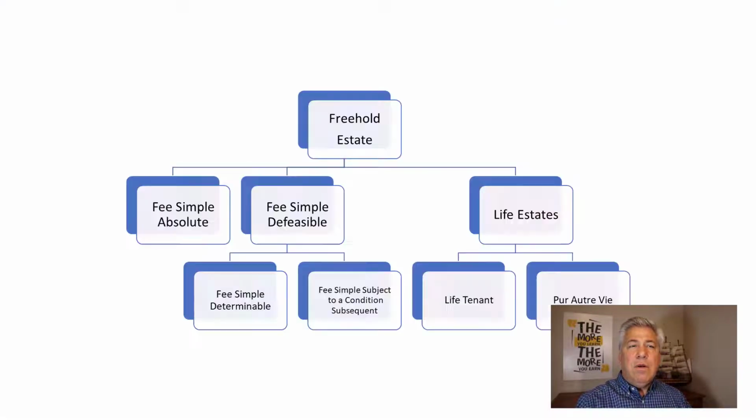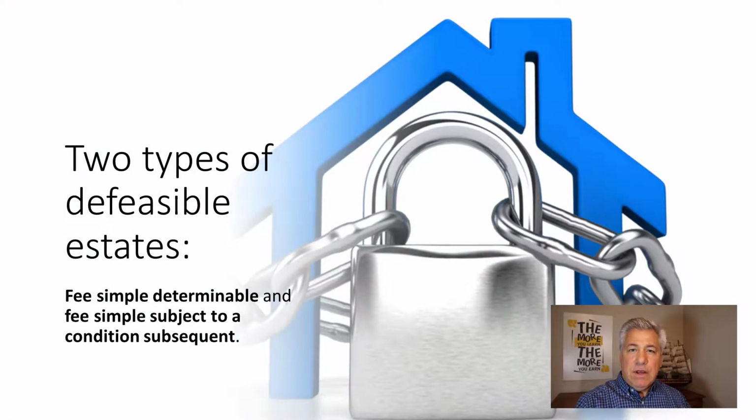Well, under defeasible, there's 2 categories: fee simple determinable and fee simple subject to a condition subsequent. I don't think we have to get too far into this. Just simply understand the concept. With fee simple determinable, if the condition is broken, ownership automatically returns to the person named. With fee simple subject to a condition subsequent, the former owner or heirs would have to go to court to reacquire ownership.